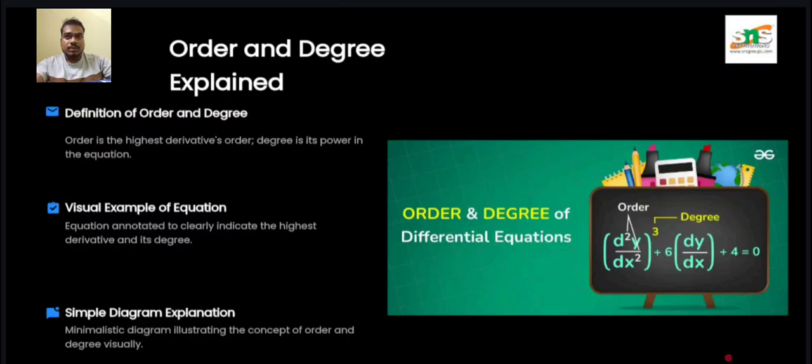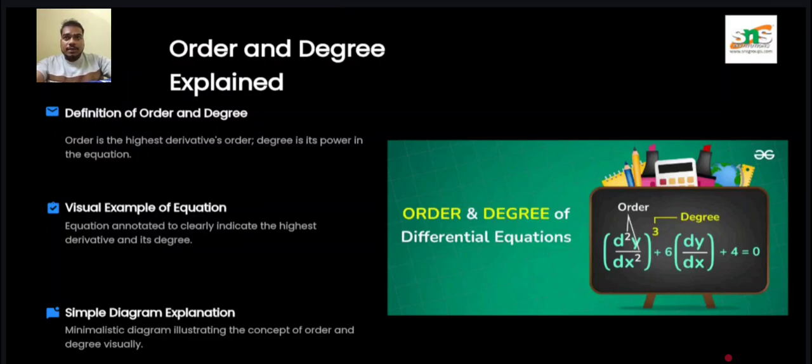So let's start with order. The order of a differential equation simply tells you the highest level of derivative present in the equation. Highest derivative in the equation. In other words, you just look at all the derivatives involved and pick the one with the highest order. So that's it. No complicated thing required.